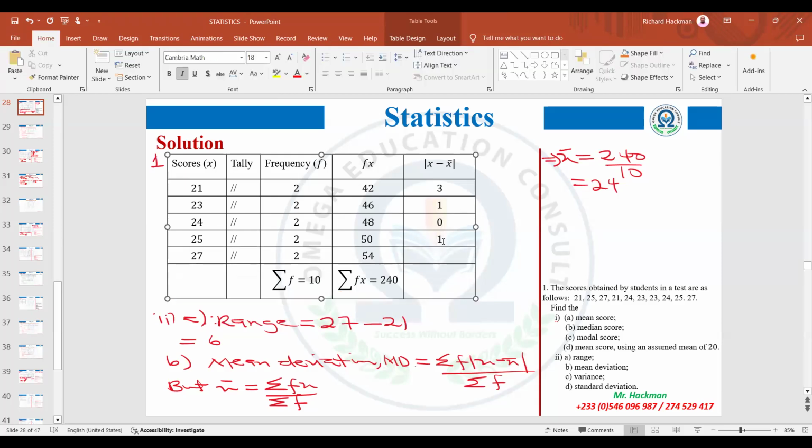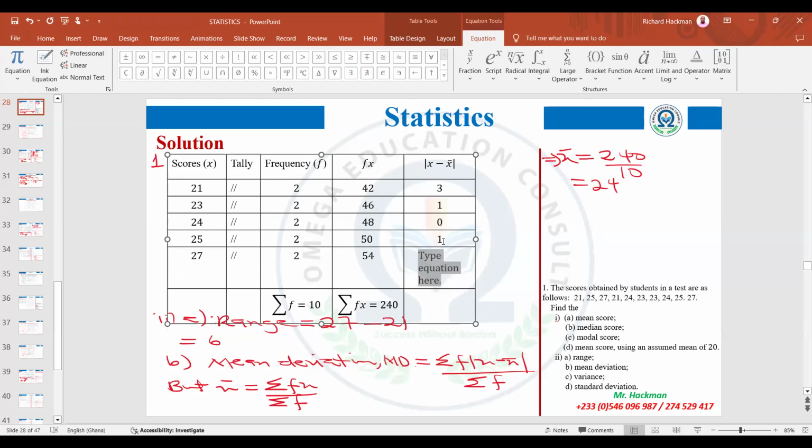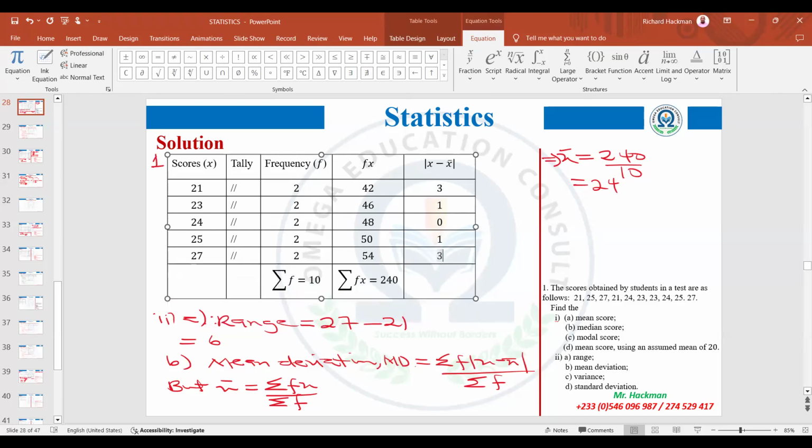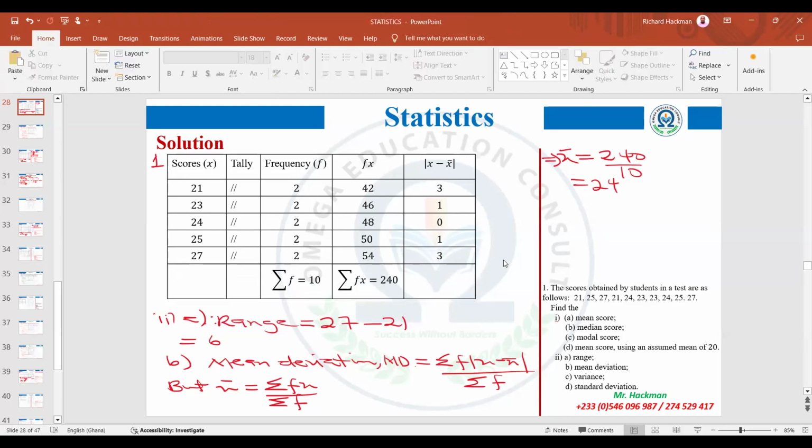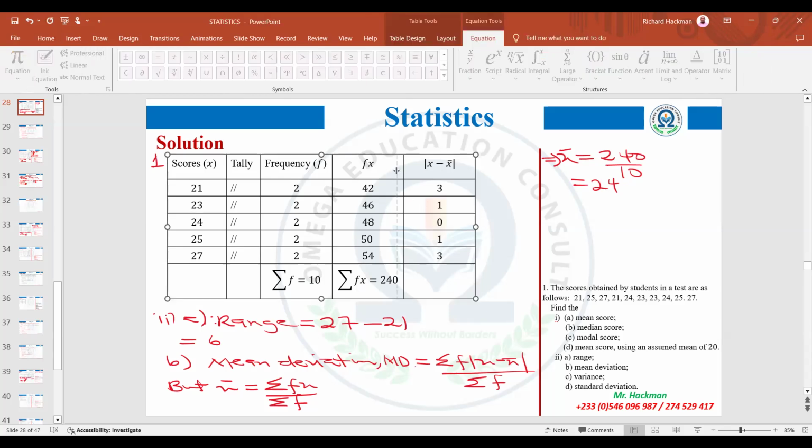Then we have the last one. 27 minus 24 will give us positive 3. Absolute value of positive 3 will still give you positive 3. All correct. Is my point well made? Yes, please. Okay, so now what is left?